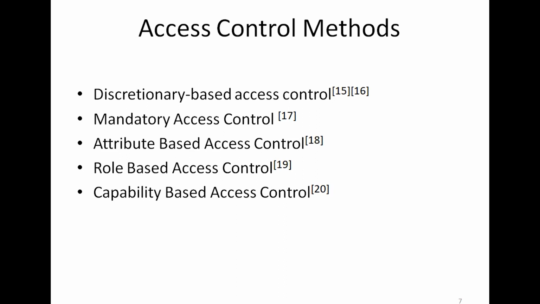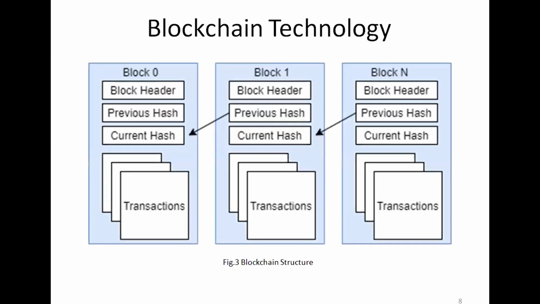And here capability is in terms of token, in terms of key, or in terms of one-time password. So we can share the particular token, password, or key for accessing the particular data or information. And for that, blockchain technology is used. So here, as shown in the figure, these are the different blocks which are created, and all the blocks are connected. So first of all, we need to understand what blockchain technology is.